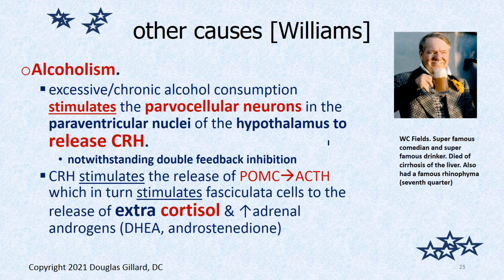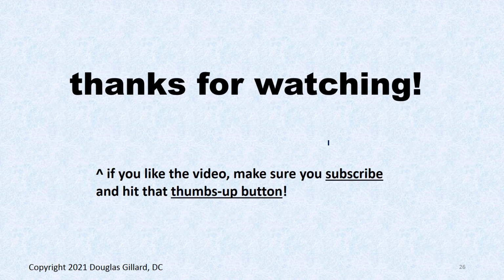How about some other causes? Alcoholism. So this is interesting. Alcohol can bind to parvocellular neurons and cause them to release their juices, which is CRH. And we all know CRH binds to corticotroph cells and stimulates the release of POMC, which is converted into ACTH lickety split. So drinking a lot of alcohol is a problem.